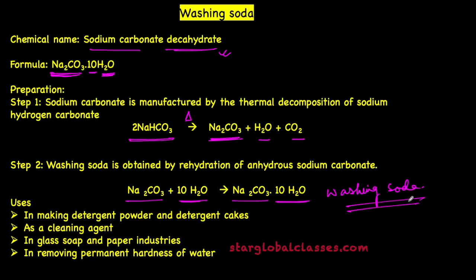This washing soda is used in making detergent powder and detergent cakes, as a cleaning agent in glass, soap and paper industries, and in removing permanent hardness of water. So these are the uses of it. This is a reaction by which we make it. First step, second step. In the first step, sodium carbonate is manufactured by the thermal decomposition of sodium hydrogen carbonate. And in the second, water is added to it to make sodium carbonate decahydrate. We need to learn all these uses.